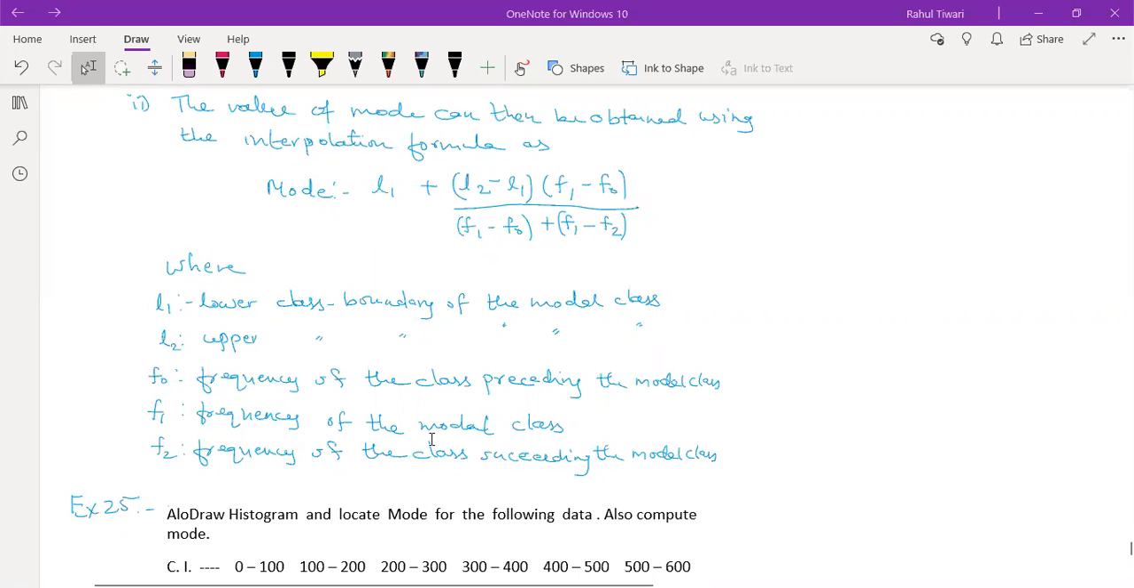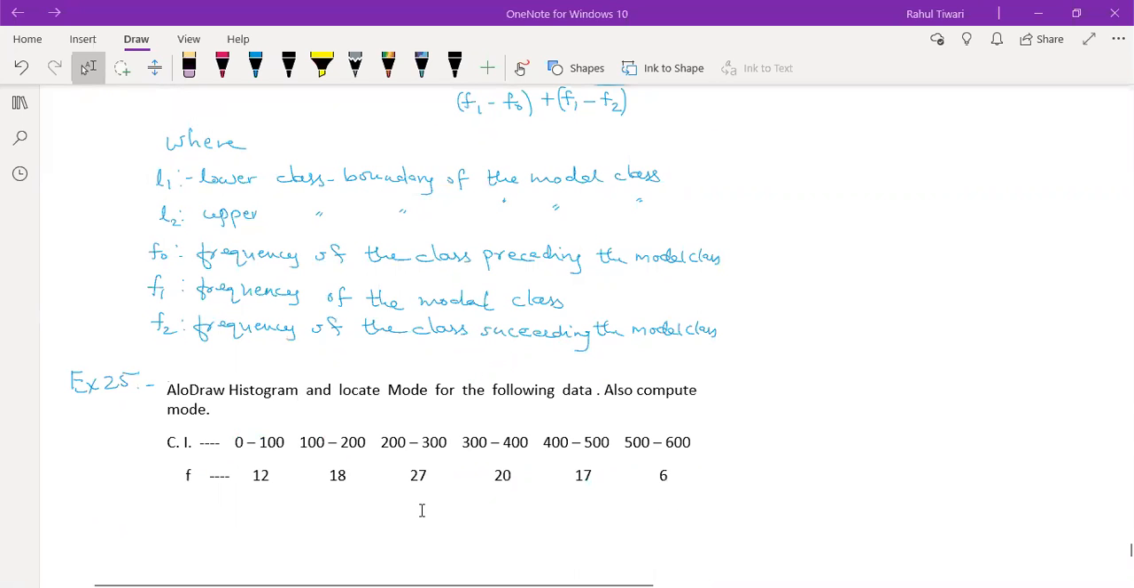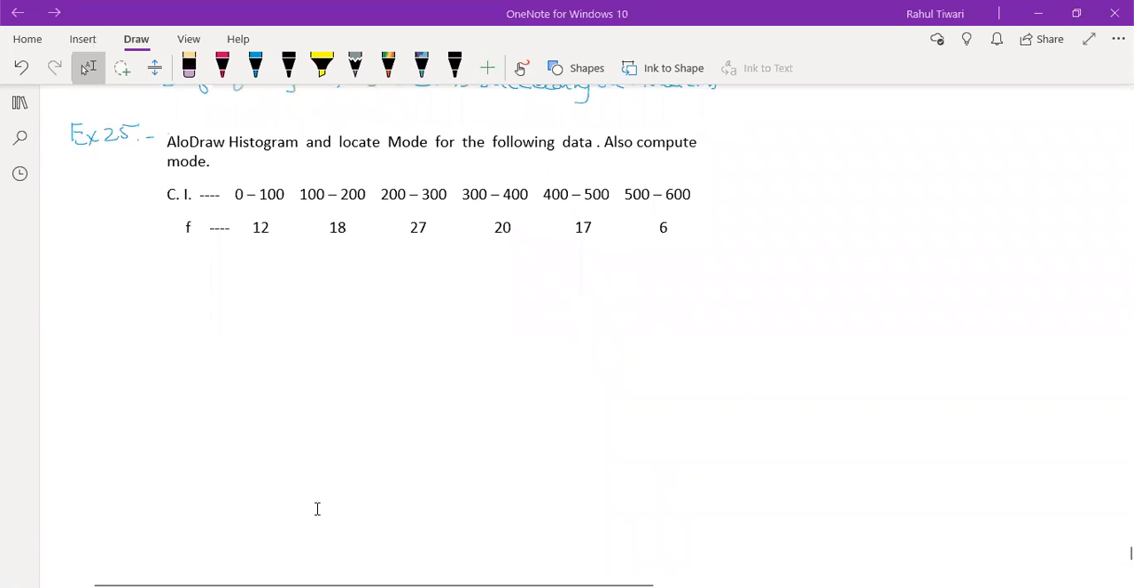Similarly, F1 will be your modal class frequency, right? You know how to get the modal class. Then we have the frequency of the class succeeding the modal class. F2 means succeeding, meaning whichever is the modal class, below it means succeeding. So below will be your modal class. Preceding means above. Let's see this example, you will understand very clearly what preceding and succeeding actually mean. Okay, let's see the solution of this one.